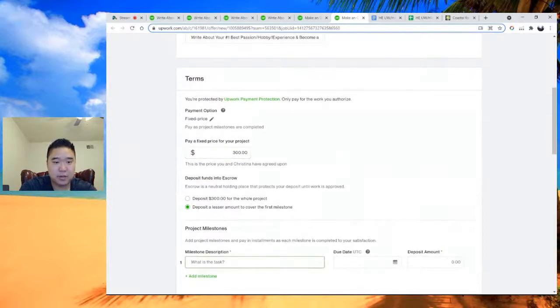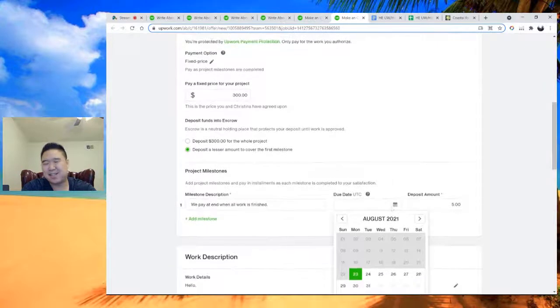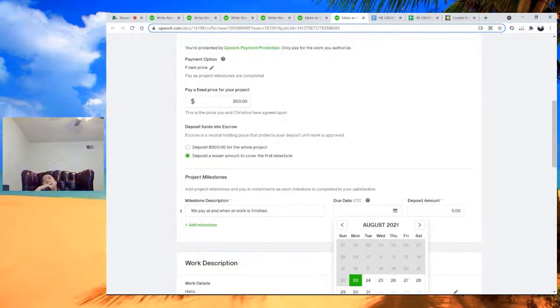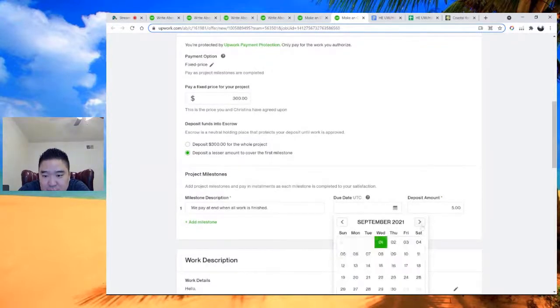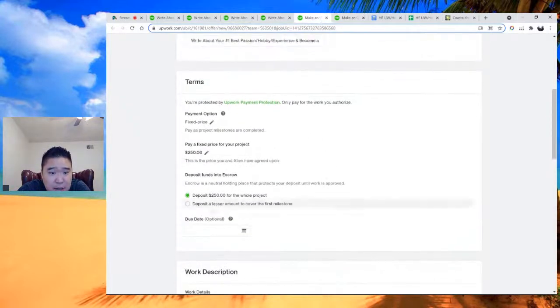And then I will come here, not a milestone, as we pay at the end when all work is finished. Okay. Just $5 minimum deposit, and due date is 3 months from today. I know it's kind of long, but it's what most writers usually take. 1, 2, 3, 23rd. Okay, cool. That's all we're going to do for each applicant we want to hire.